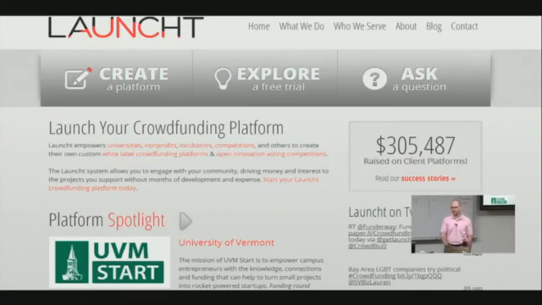And an example of one of their customers is the University of Vermont, and that's their platform that they've highlighted here. What do you think the University of Vermont is doing with a crowd-funded solution like this? How are they using the launched product? So that other students can fund their fellow students?